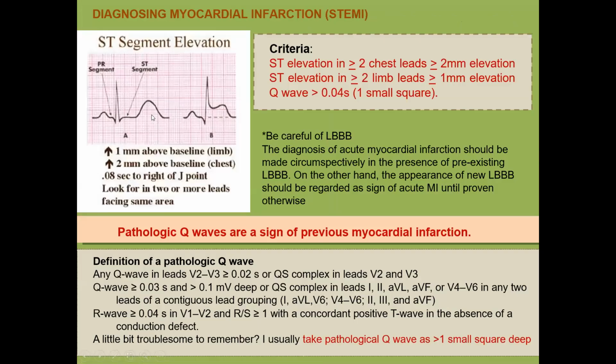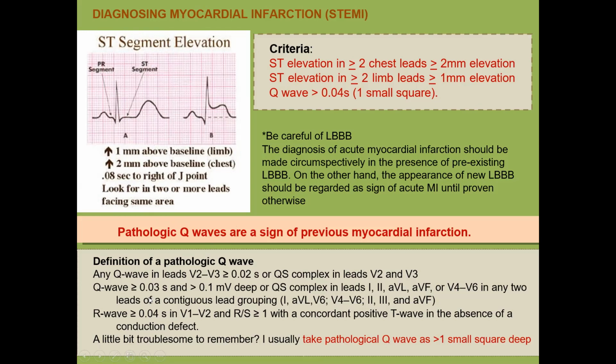Now first I go through the ST segment elevation. Look at this. This is the baseline, the PR segment, but this J point is elevated further. For that elevation, in the limb leads, that is lead 1, 2, 3, there will be 1 millimeter elevation, and for chest leads, V1 to V6, there should be 2 millimeter elevation, and the Q wave should be more than 1 small square. This is known as ST segment elevation, and also the pathological Q wave is a sign of previous myocardial infarction.